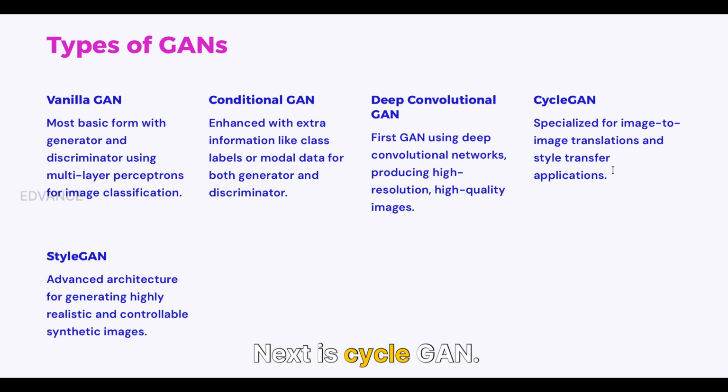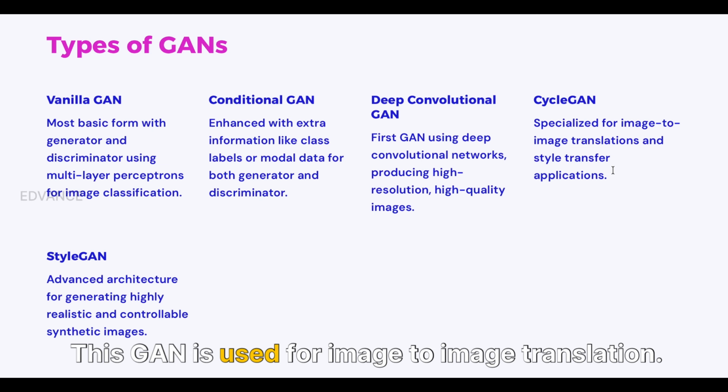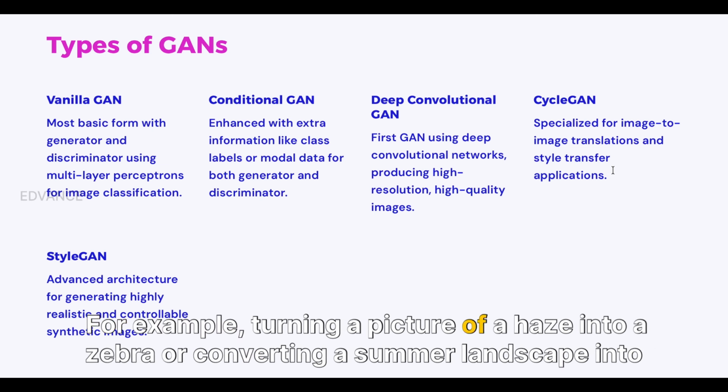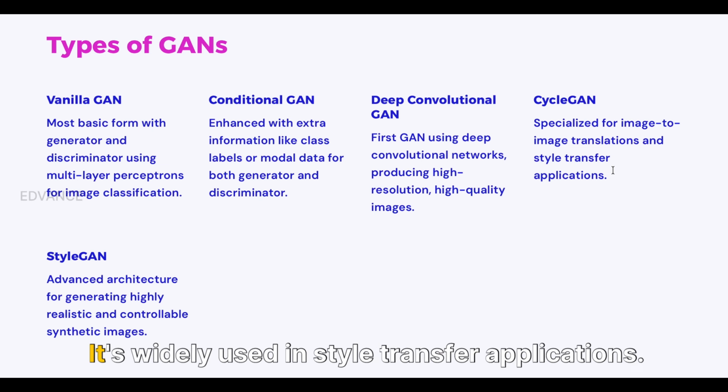Next is CycleGAN. This GAN is used for image to image translation. For example, turning a picture of a horse into a zebra or converting a summer landscape into a winter one. It's widely used in style transfer applications.